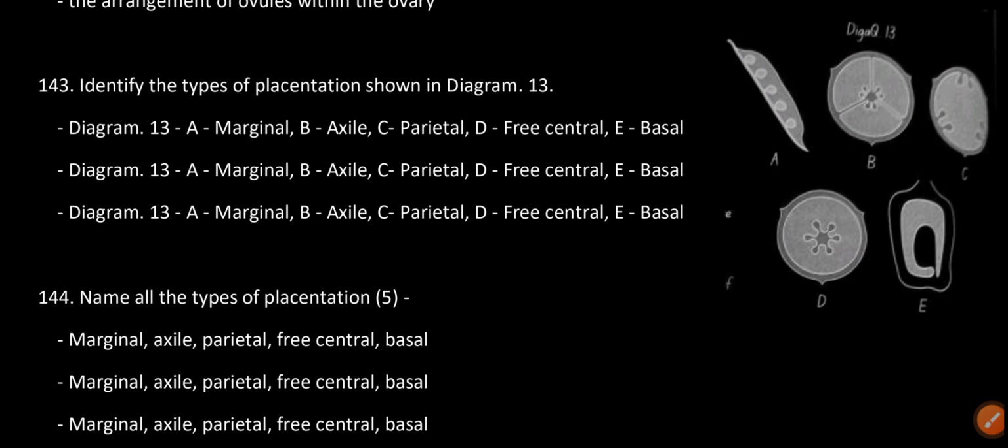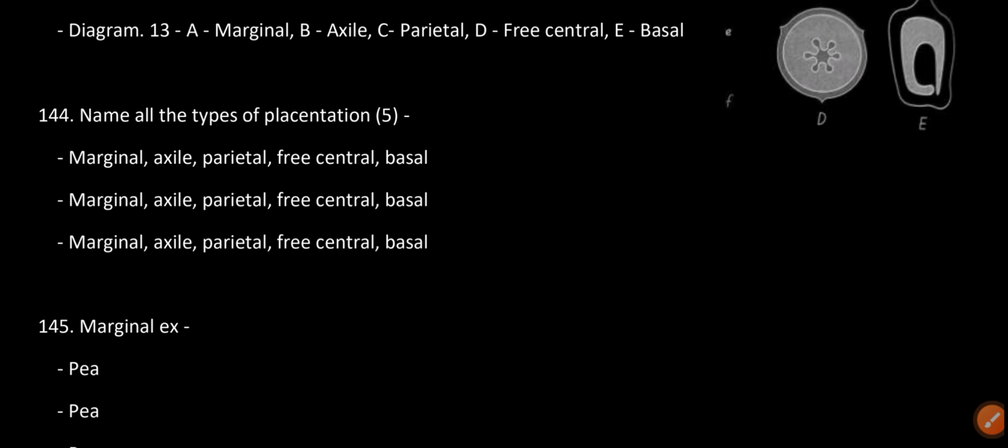Identify the type of placentation shown in diagram 13. A is marginal, B is axial, C is parietal, D is free central, and E is basal. Name all the types of placentation: marginal, axial, parietal, free central, basal.